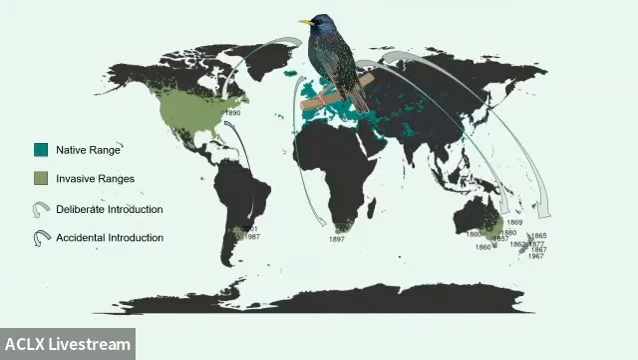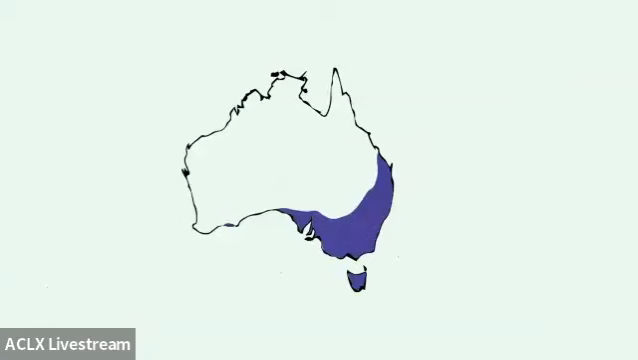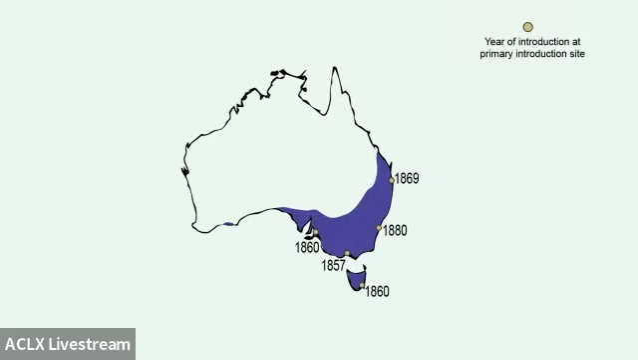So to quickly touch back on the story of the starlings, they're native to the Palearctic. They were brought from the UK to basically every other continent, including Australia. We have a continuous range of starlings across Australia covering the southeastern portion of it, and across which we have 5 distinct geographical introduction sites.